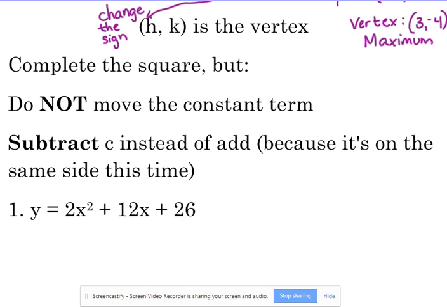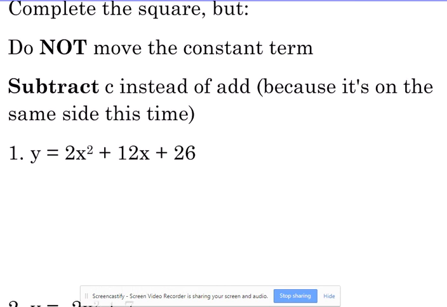All right, so here's our example. Y equals 2x squared plus 12x plus 26. So we're going to go through our steps of completing the square. A is not 1, so we factor that out. X squared plus 6x, but I don't take it out of the 26.